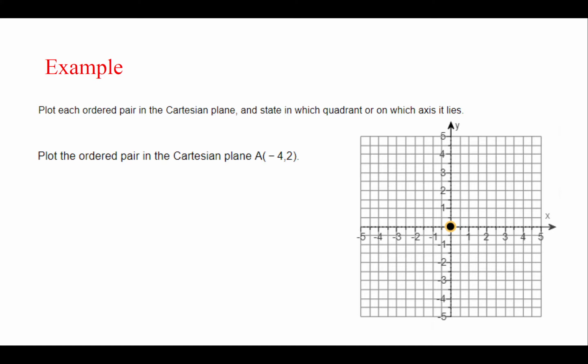So let's think about this. This is the coordinate system, and the address of one of your friends is given by an ordered pair. The ordered pair is (-4, 2). So you need to go from your starting point, which is the origin, to this point, which is the location of your friend.